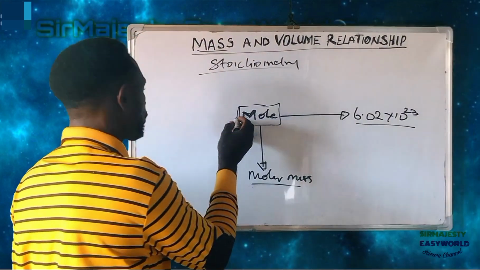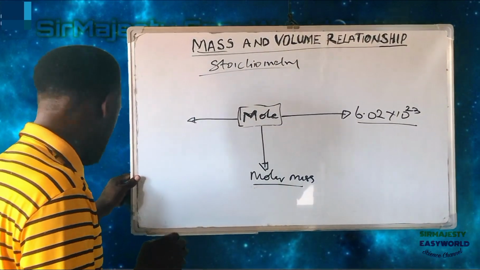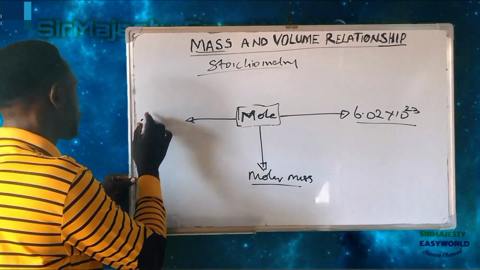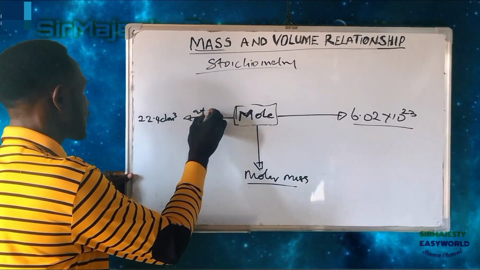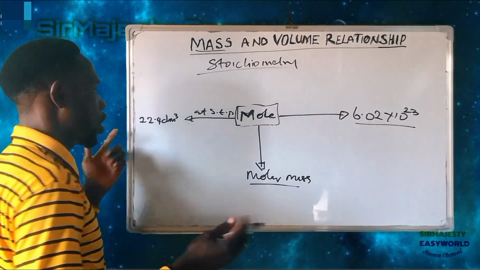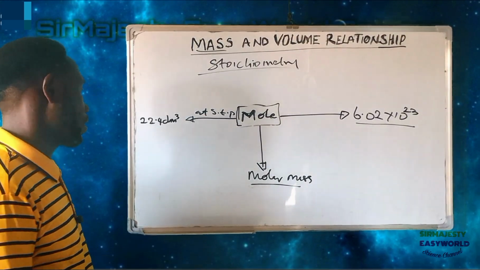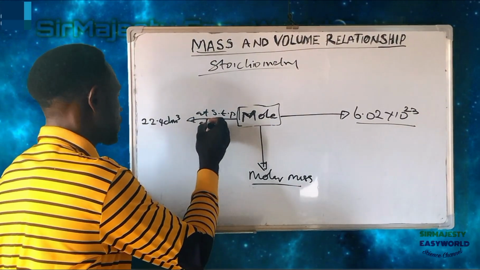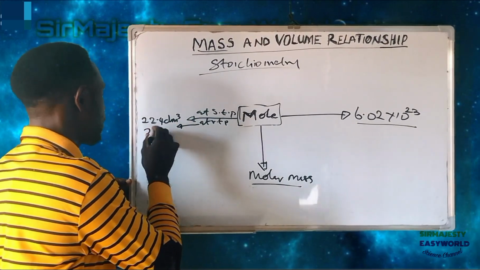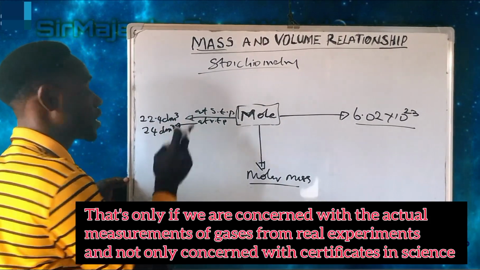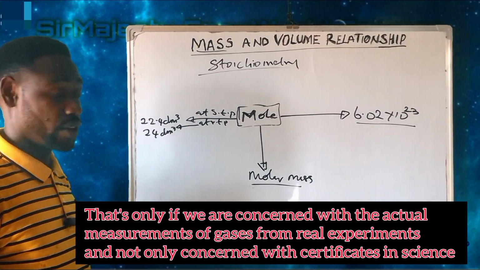The same 1 mole of a gas at STP will occupy a volume of 22.4 dm cube. This is at standard temperature and pressure. But you know, African, we are funny. Our temperature can never be STP. So the correct thing is that we're supposed to be using RTP, room temperature and pressure. 1 mole of a gas will occupy 24 dm cube at room temperature and pressure. So maybe with time, the exam body will come back to their normal senses.